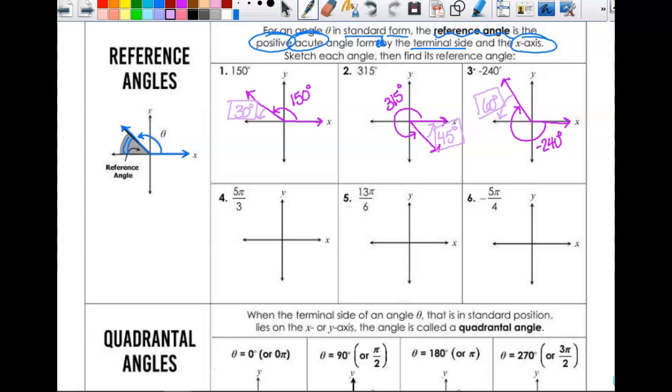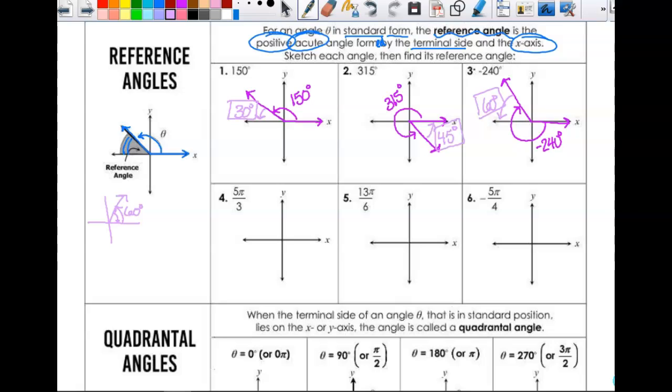And one thing that doesn't come up on here, but might show up in Delta Math, and I didn't think to say this last period. If you have an angle, let's say that we're going to draw a 60-degree angle, your reference angle for a 60-degree angle is 60 degrees. If it is an acute angle, it's its own reference angle. Make sense? Okay.